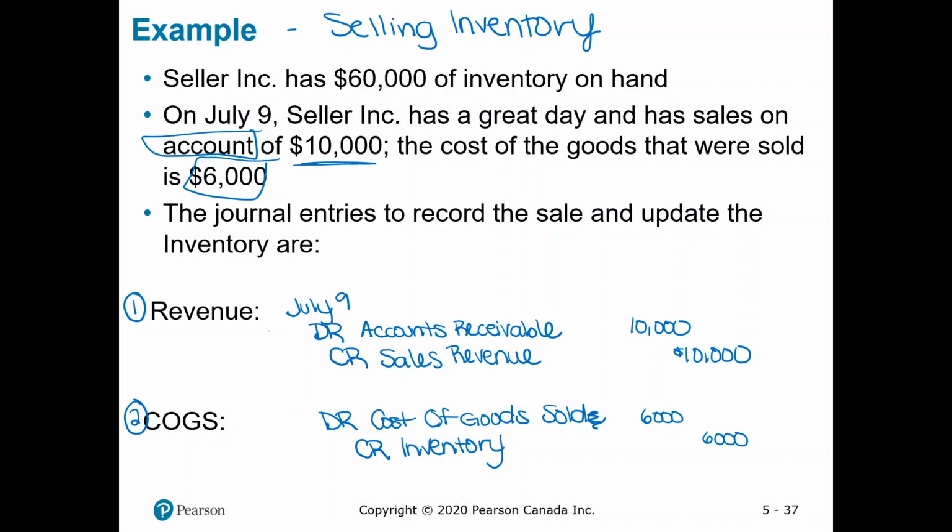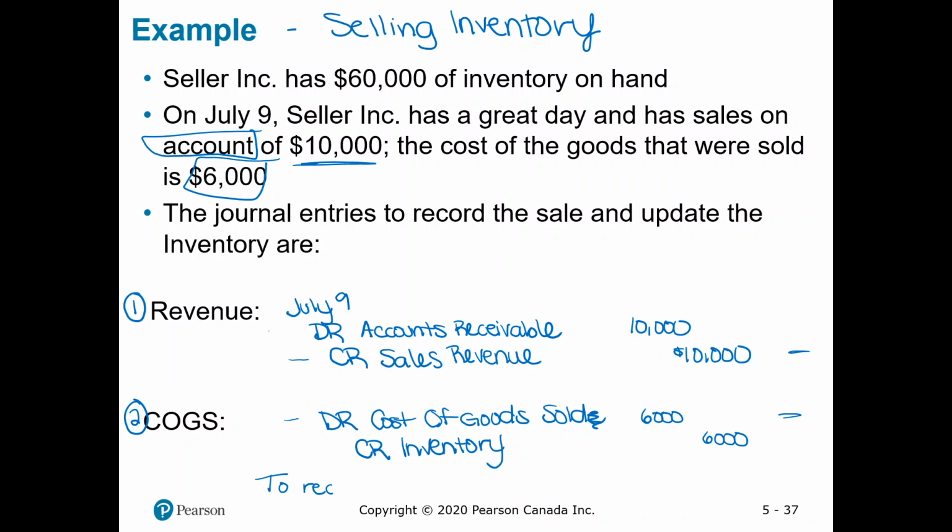So we obviously want to have sales revenue higher than what it cost us. And that is the gross margin. So on this sale, we have a $4,000 gross margin, which is our sales revenue minus the cost of goods sold. So you obviously want to sell for more than it cost you. That is how you make money.